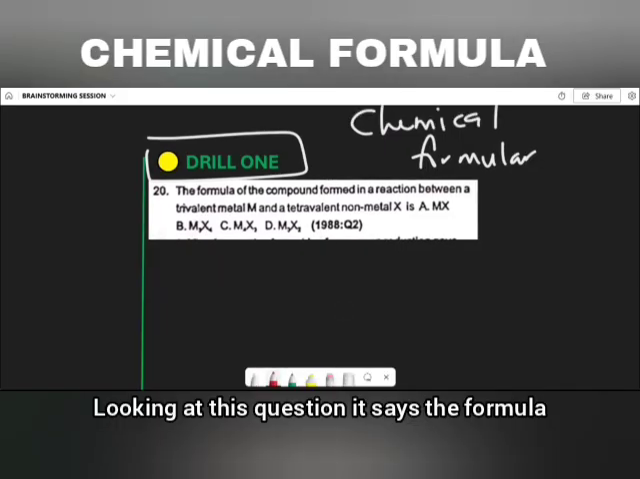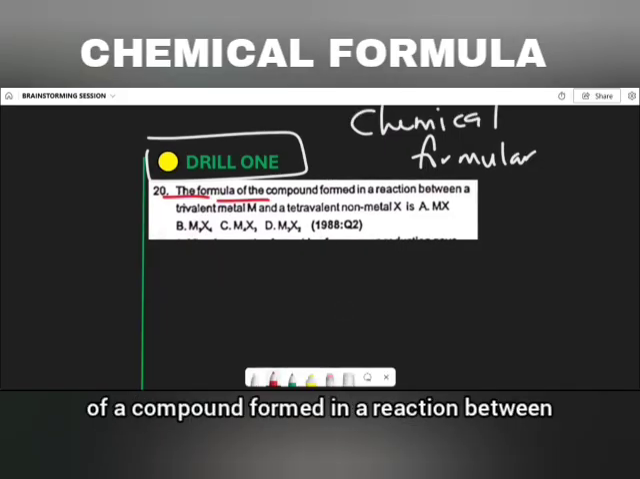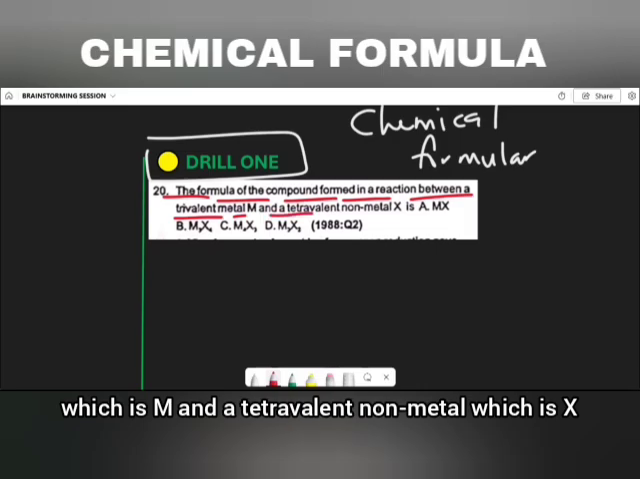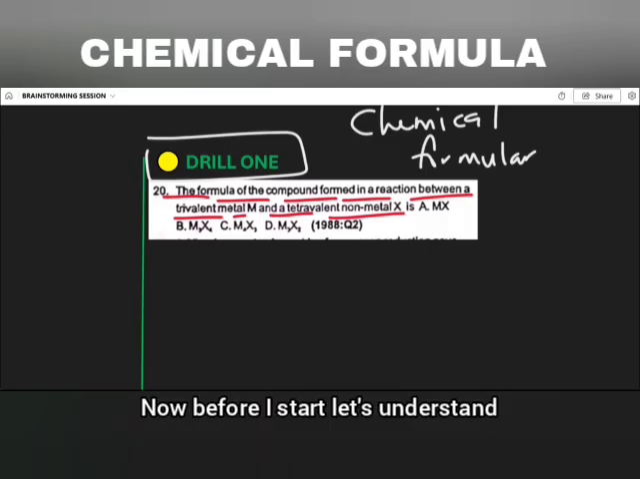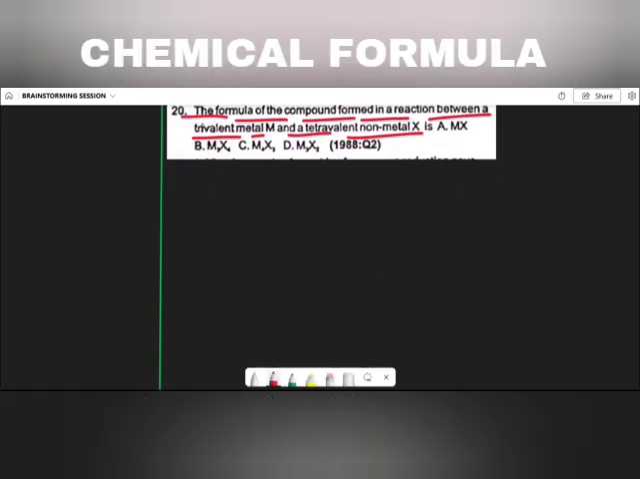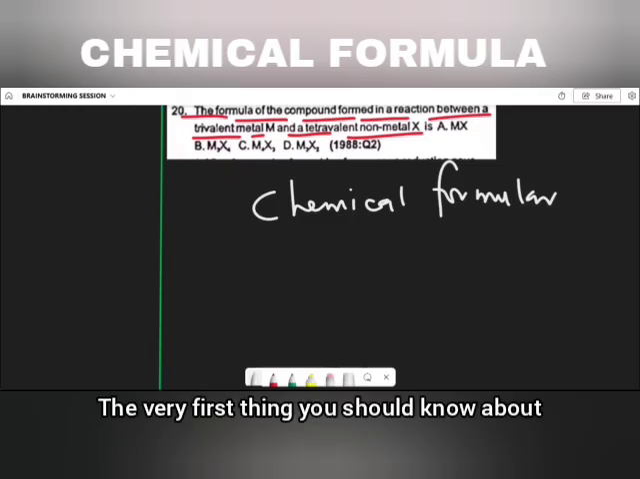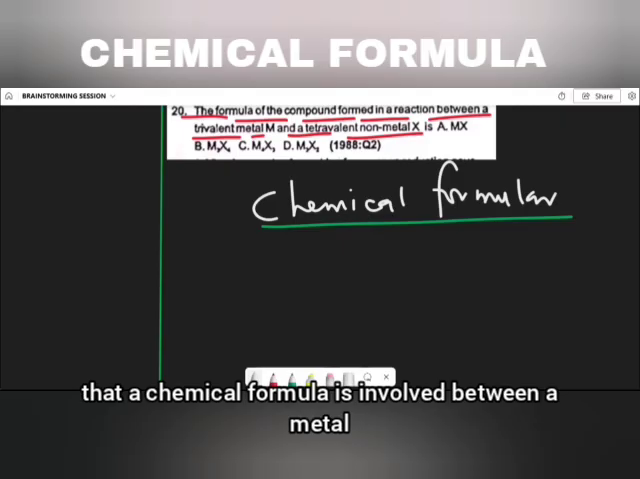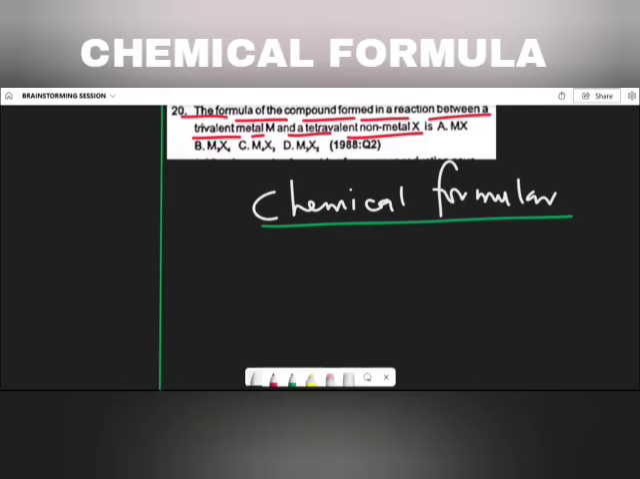Looking at this question, it says the formula of a compound formed in a reaction between a trivalent metal, which is N, and a tetravalent non-metal, which is X. Now before I start, let's understand what we refer to as chemical formula. The very first thing you should know about a chemical formula is that a chemical formula is involved between a metal and a non-metal.